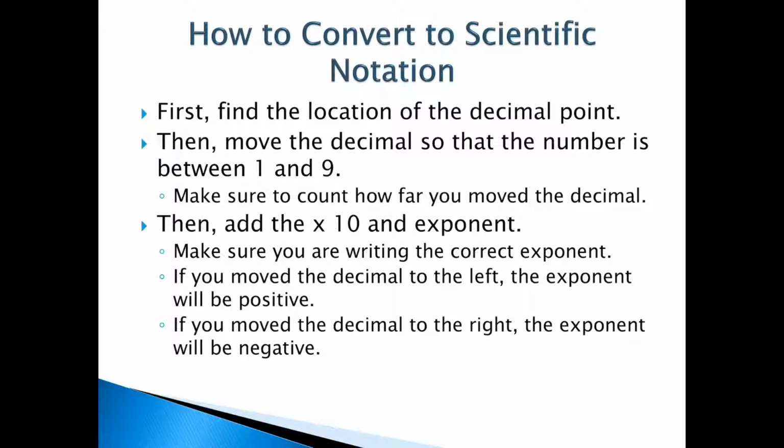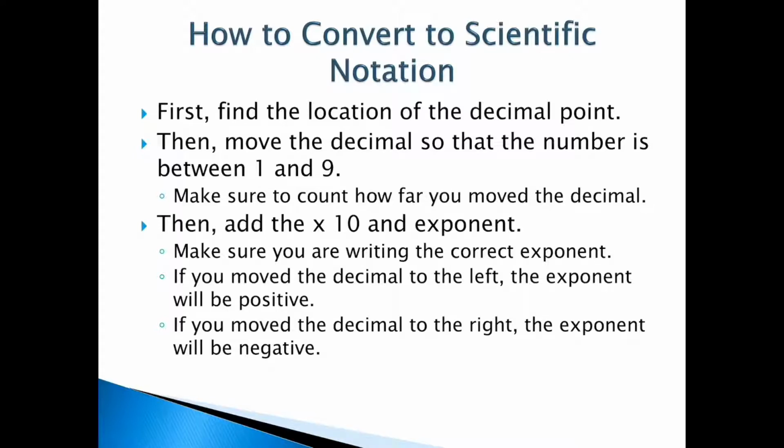After we find the decimal point, we need to move the decimal so that our number is between 1 and 9. We can't have a double digit coefficient. It needs to be a single digit 1 through 9. As you're moving your decimal, make sure you count how far you moved your decimal point. If you move it 10 spaces, make sure you know you moved it 10 spaces. After you've moved your decimal point, add your times 10 and your exponent. Your exponent is going to be the amount of spaces you moved. So you moved it 10 spaces, well, your exponent is going to be 10.